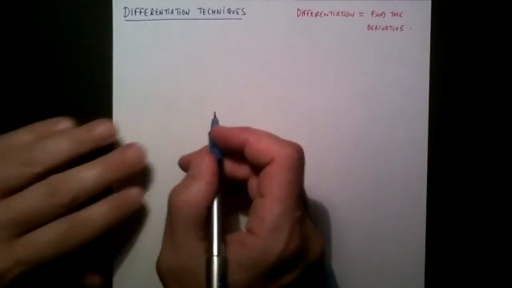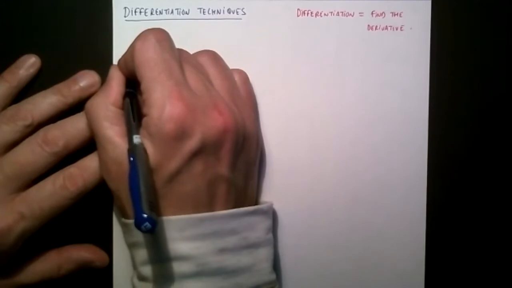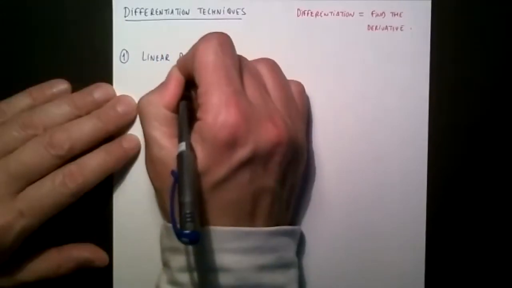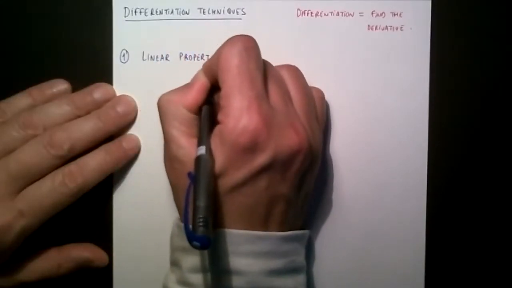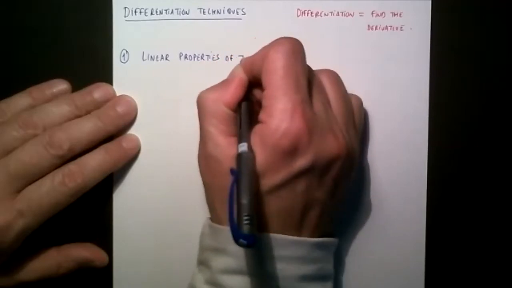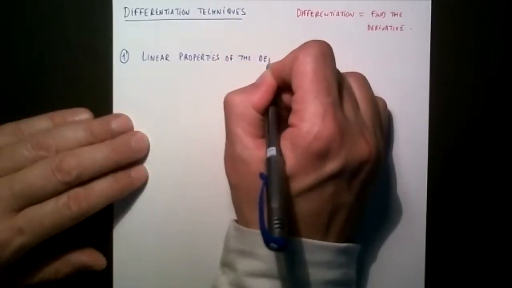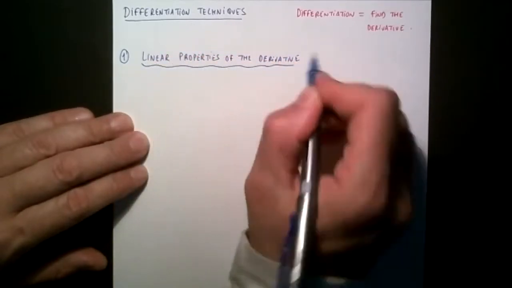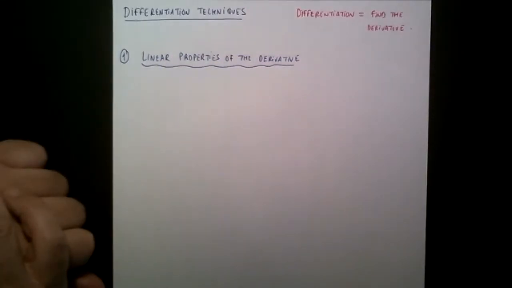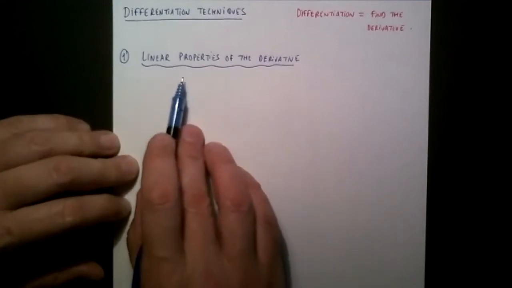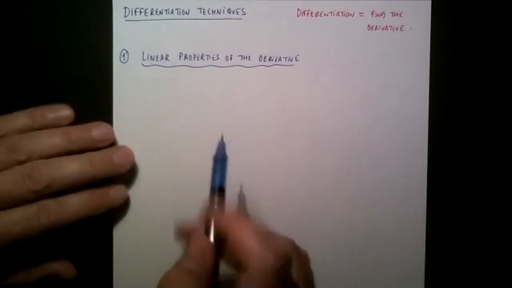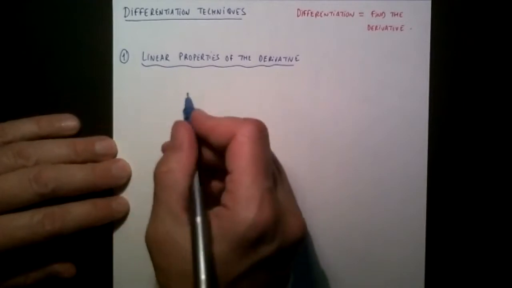The first thing is the linear properties of the derivative. What does this mean? What does a linear property mean? Of course, everything that's linear, you're going to learn very well in linear algebra. But for now, I just introduce to you the concept of linearity.